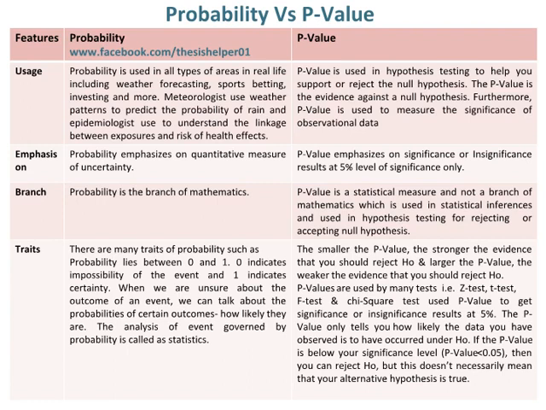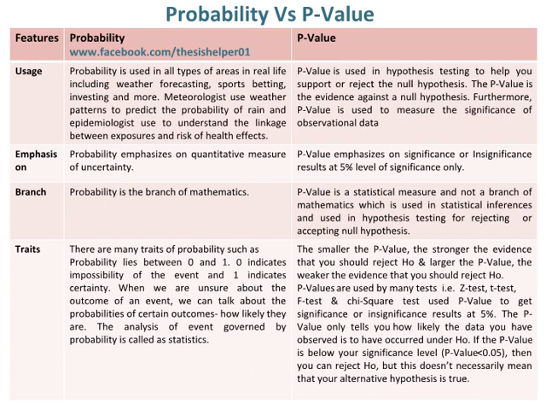Probability emphasizes a quantitative measure of uncertainty, whereas p-value emphasizes significance or insignificance of results at the 5% level of significance only. Probability is the branch of mathematics, whereas p-value is a statistical measure and not a branch of mathematics, which is used in statistical inference and used in hypothesis testing for rejecting or accepting the null hypothesis.